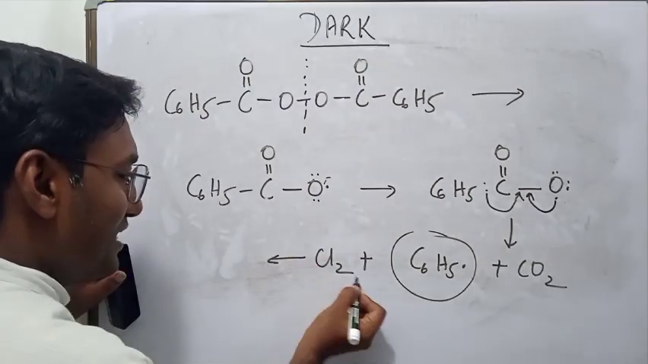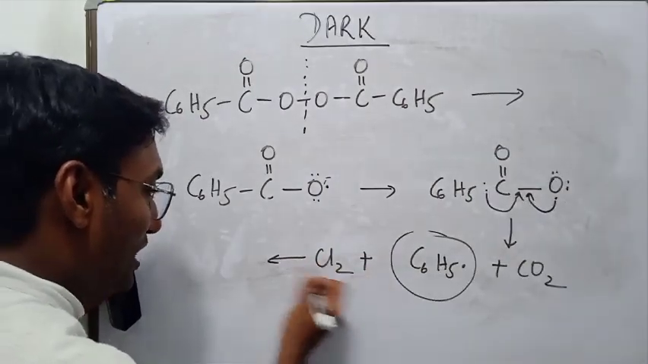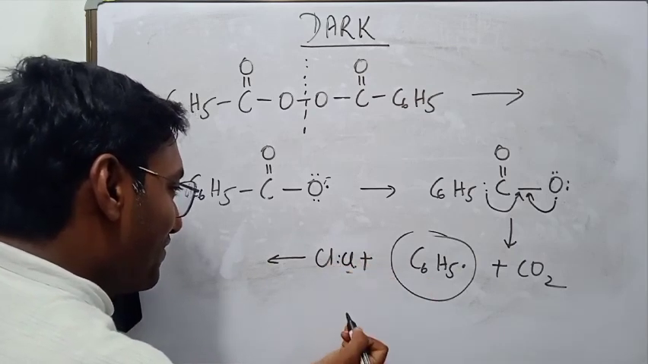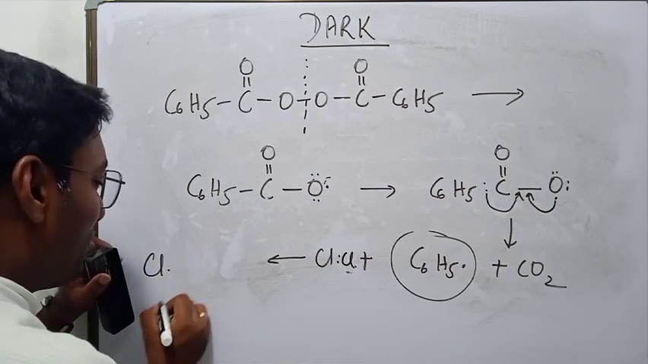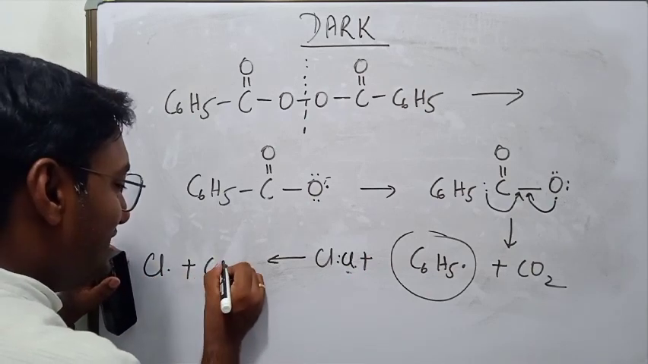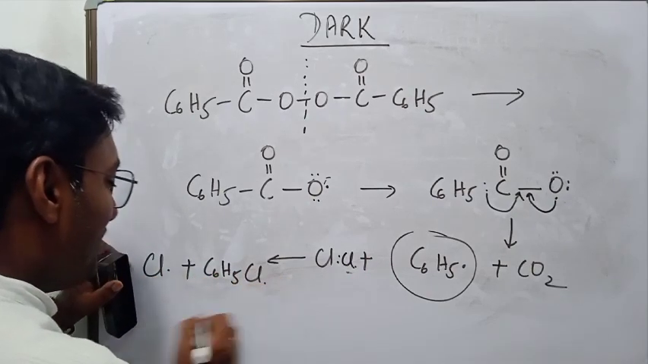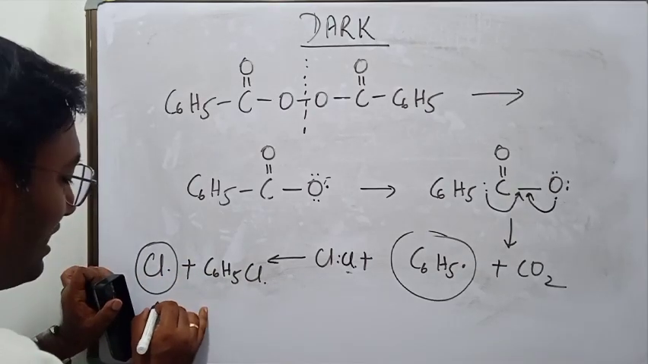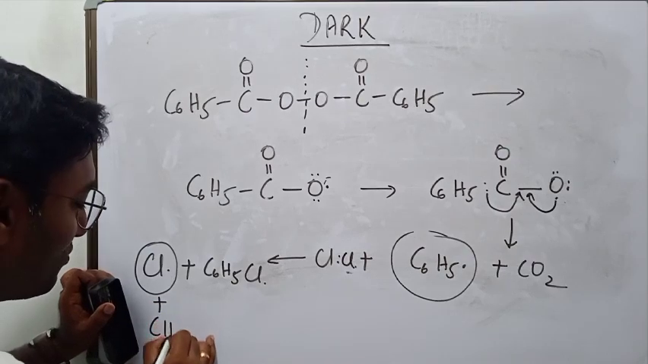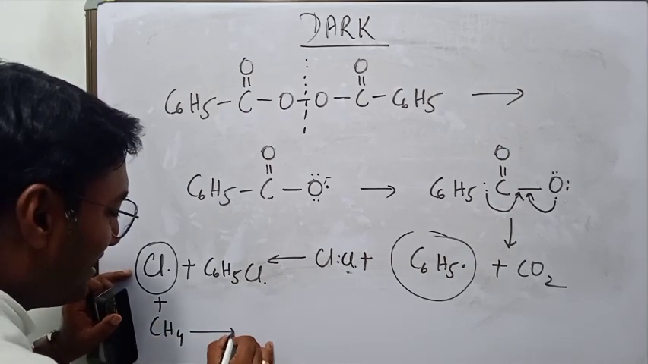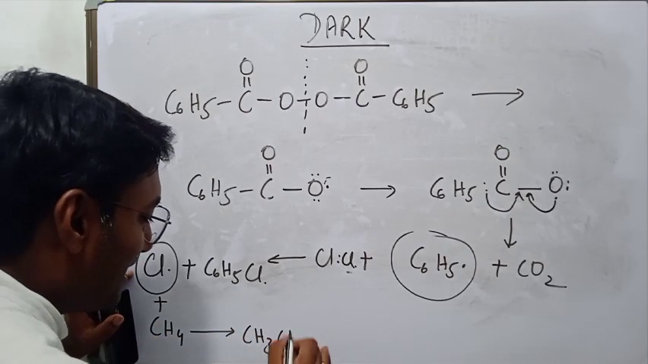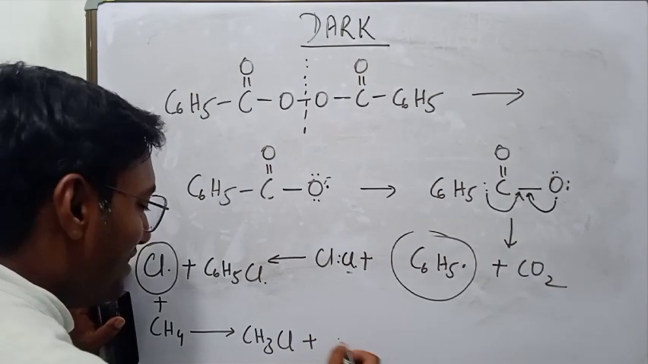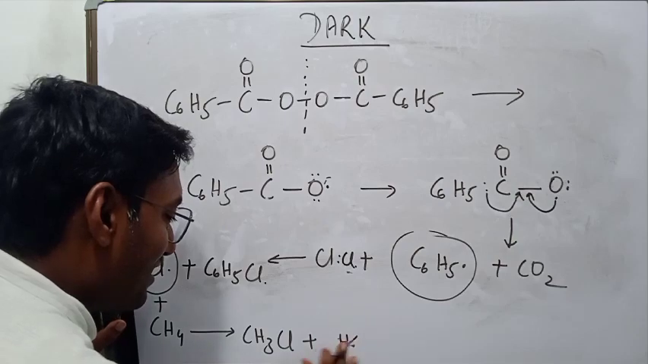Now this C6H5 free radical can react with chlorine in the test tube, fine, and it will cause a homolytic fission, right? And what we will get is chlorine free radical and C6H5Cl. Now we have got Cl radical, chlorine free radical. Now it can react with CH4, correct? And that can result in CH3Cl plus HCl, fine. So now we see, right, CH3Cl it can react.